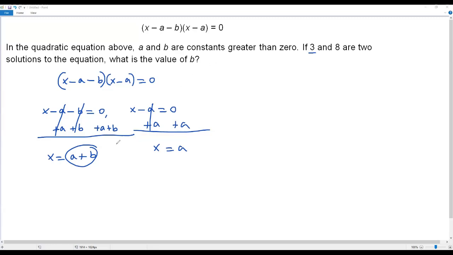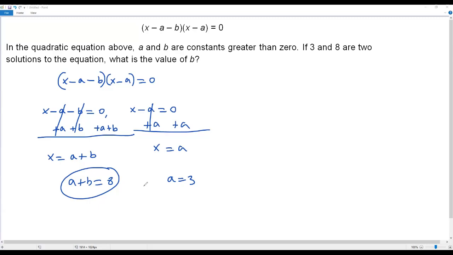So now I'm going to consider this first solution a + b for the solution 8 over here. Then we get a + b = 8. Since I consider a + b for the second solution in the question, I have to consider the a over here for the first solution 3. Then I'm getting a = 3. Now we got a = 3 and a + b = 8.